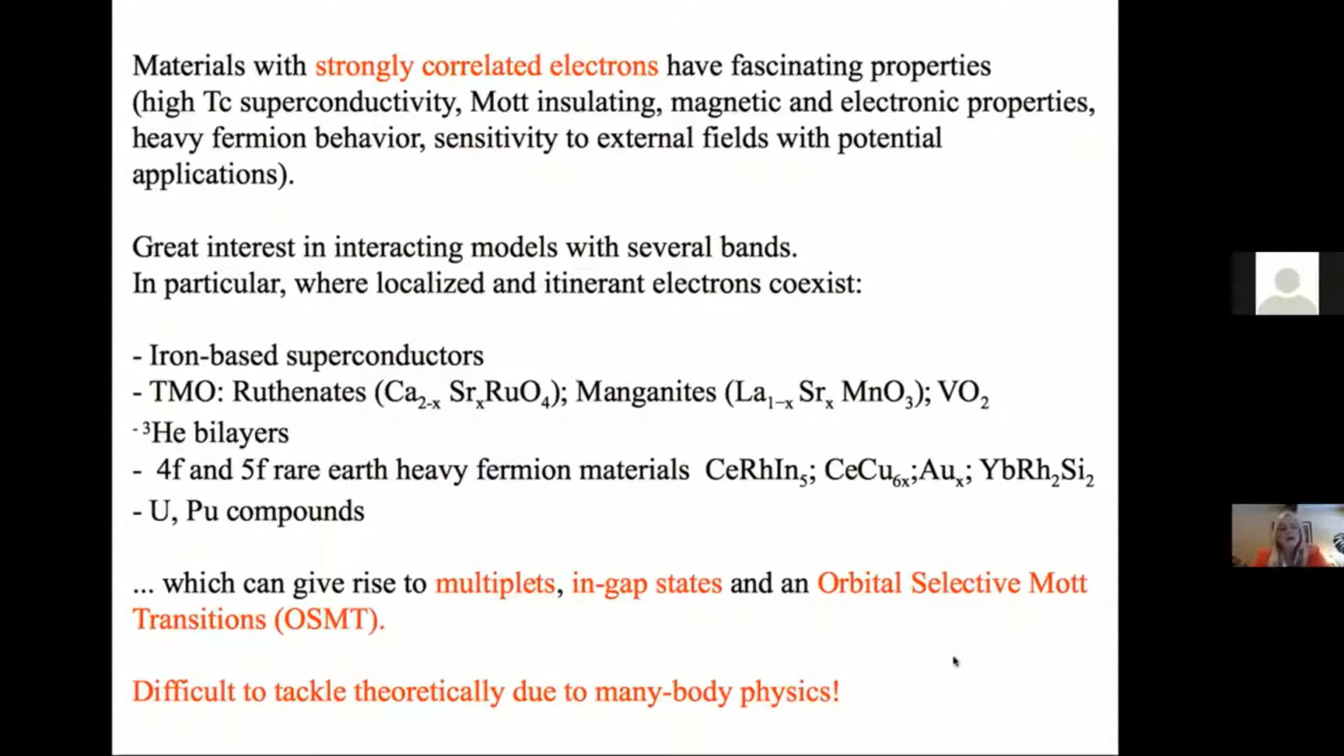There is a great interest in interacting models that have several bands. Lately, there have been many publications and a lot of research interest in these systems, in particular where we have a combination of localized and itinerant electrons. So, as we know, iron-based superconductors, transition metal oxides like ruthenates, manganites, vanadium compounds, nickelate bilayers, 4f and 5f rare earth heavy fermion materials like cerium-based compounds, ytterbium, and also uranium and plutonium compounds. I mean, just to mention a few.